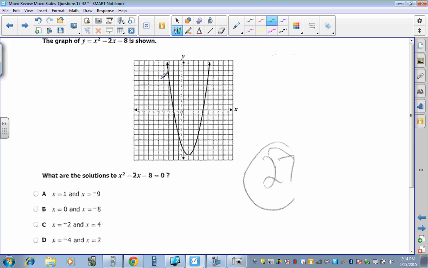They want to know the solutions. Remember, solutions, roots, zeros are the same thing. So you got -2 and +4 for your solutions.